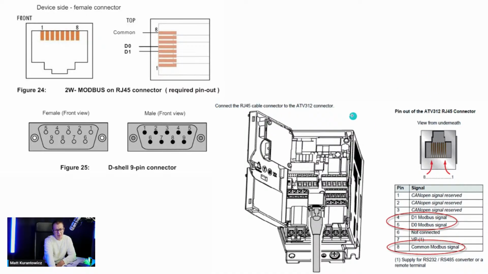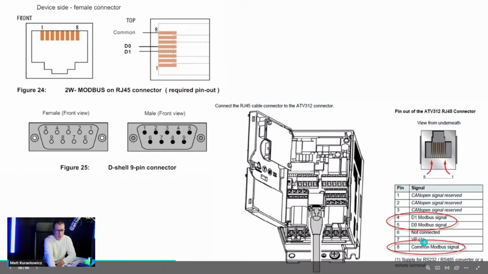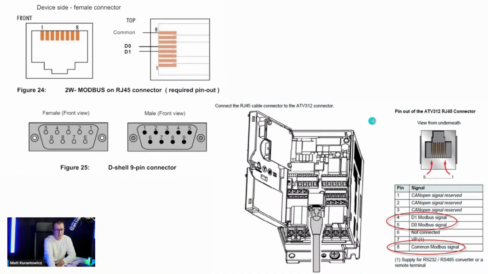And here we have an example of an inverter. And such an inverter has a RJ45 connector, like here. And we use only 2 terminals for communication and earthing wire.